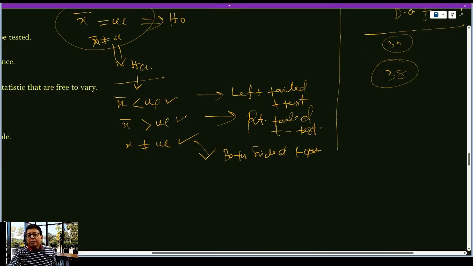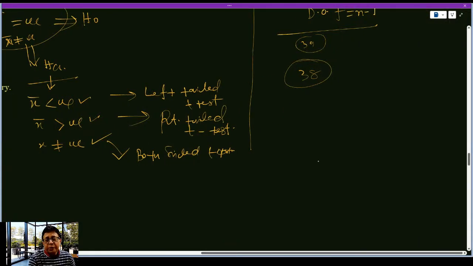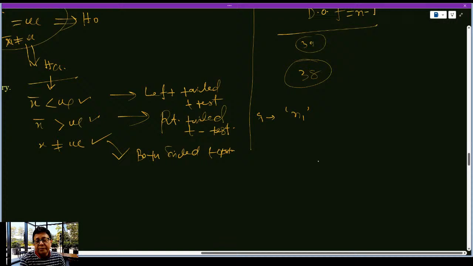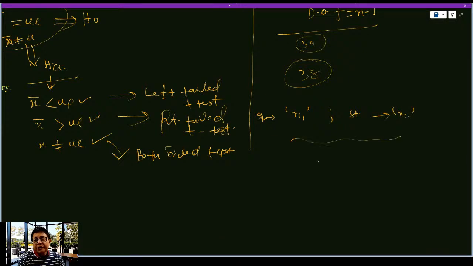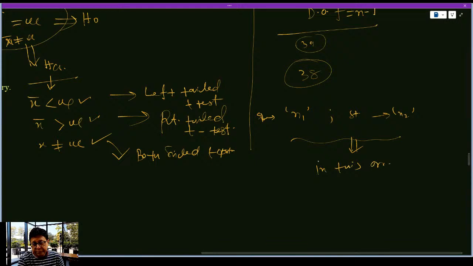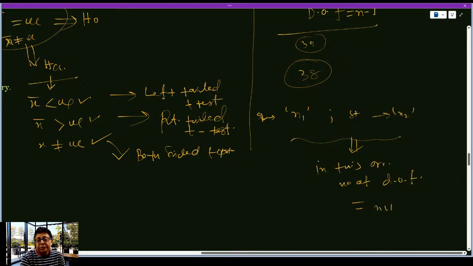Now, if there are two groups, say one group contains n1 observations and the second group contains n2 observations, then in the combined group of n1 plus n2, how many degrees of freedom will there be? The number of DOF will be n1 minus 1 plus n2 minus 1. So it is n1 plus n2 minus 2. Okay?